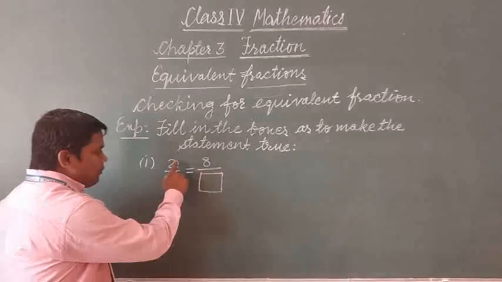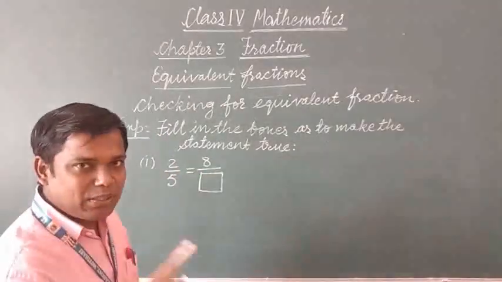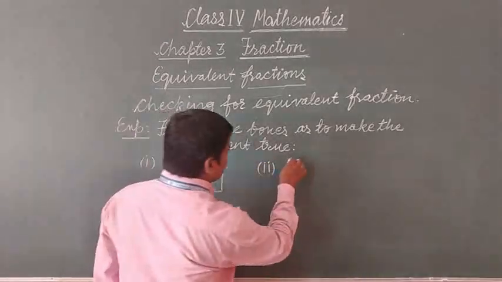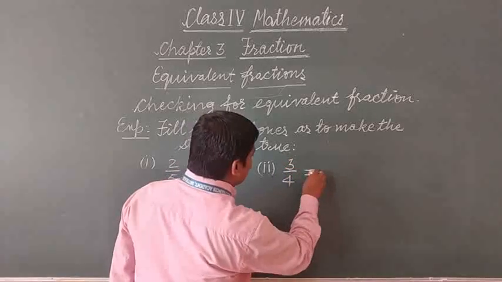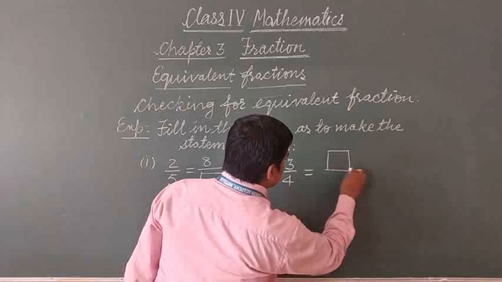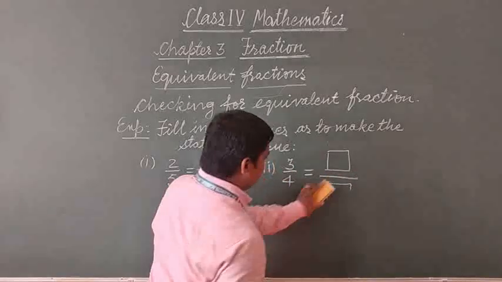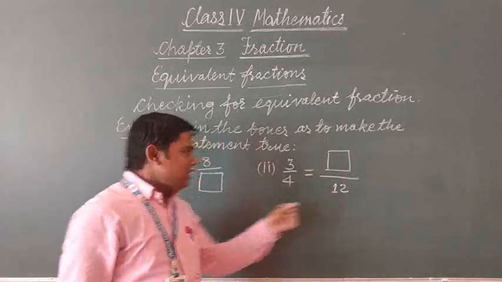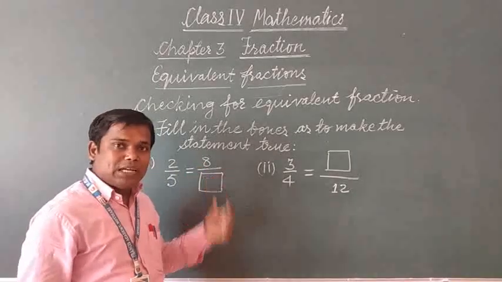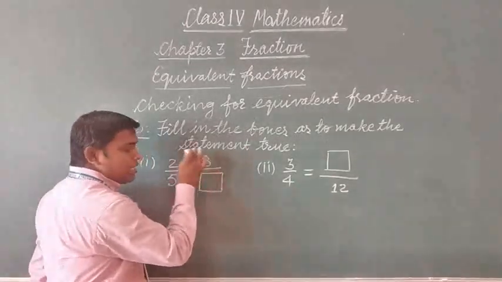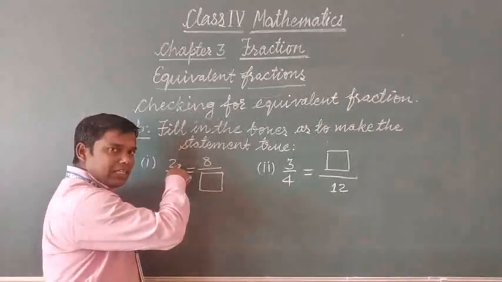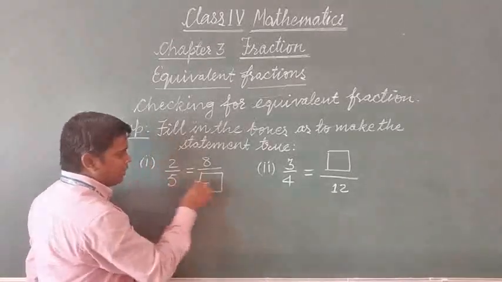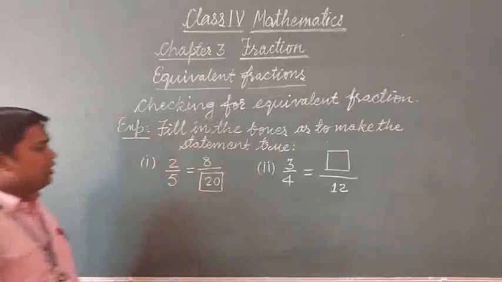Then surely if the numerator is given, you can find the relation between numerators, or for the second question I am writing here that 3 by 4 is equal to box here and here 12. In this question you can find the relation between denominators, and in this question you will find the relation between numerators. You are saying this numerator is 4 times the numerator of the first fraction. So the denominator will be 4 times the denominator of the first fraction, means 4 fives are 20.